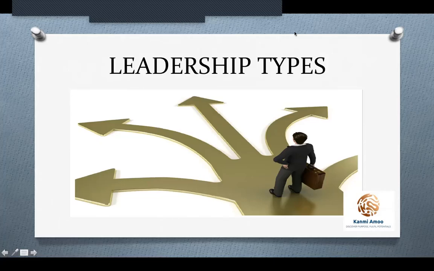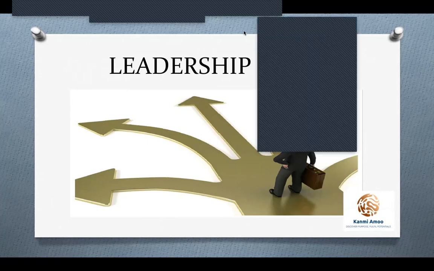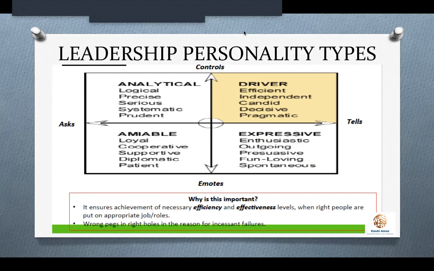Okay, let's look at types of leaders. Leadership types. I want to use this model quickly, using this axis, the vertical and horizontal axis. I would say there are 4 basic leadership personality types.